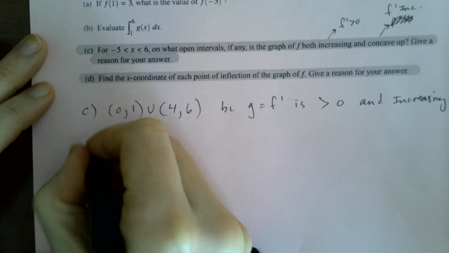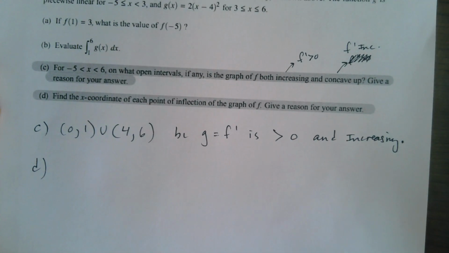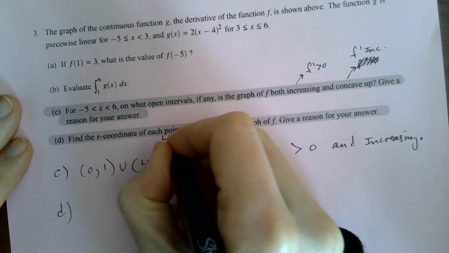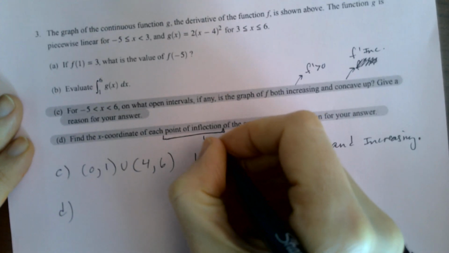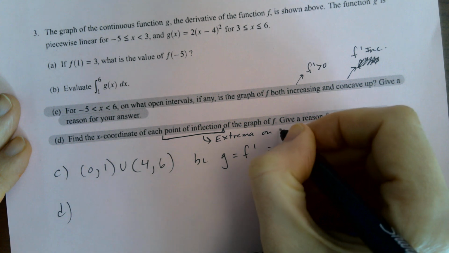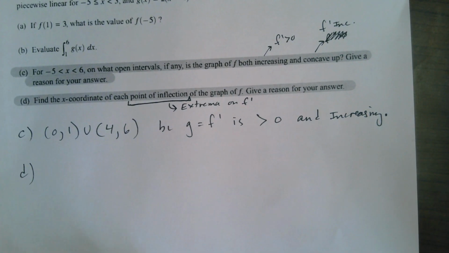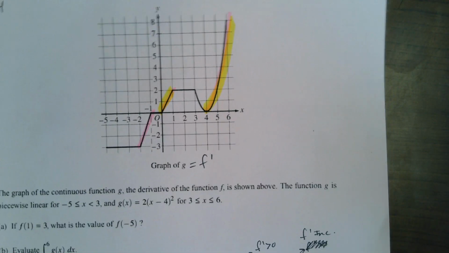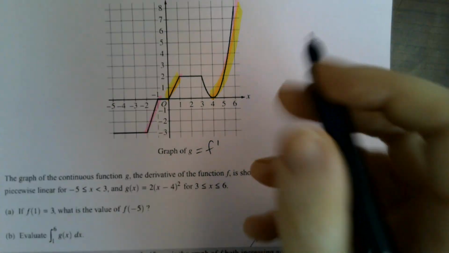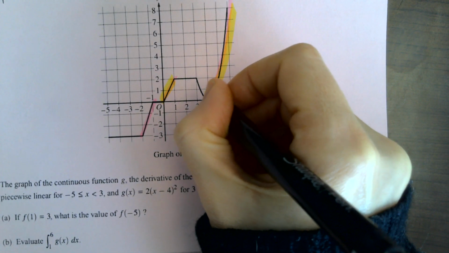Now for D, find the x-coordinate of each point of inflection on the graph of f. Give a reason for your answer. Guys, a point of inflection on the graph of f is going to be extrema on f prime. So if you look at this picture, there's only one place where we have an extrema, and it's right here.